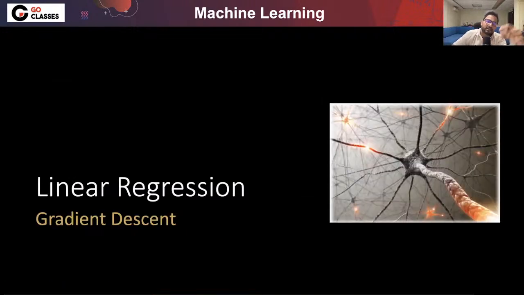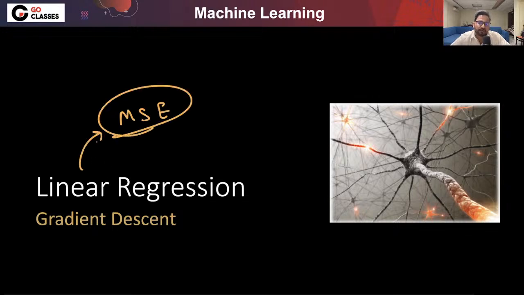Now let's see the same thing with a specific objective function. What is the specific objective function? MSE. Let's see the same thing with MSE, which means if I have mean square error, or if I use linear regression, then how does gradient descent work?